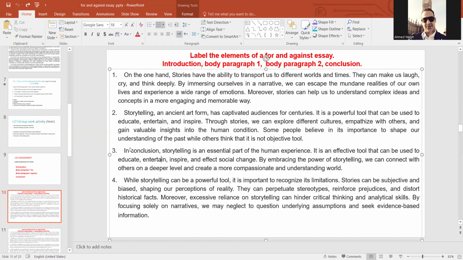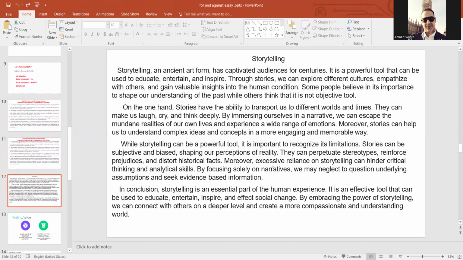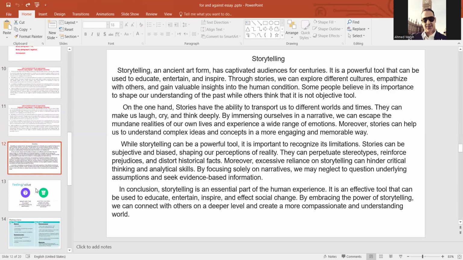Then the conclusion, you start with in conclusion, storytelling is an essential part of the human experience, an effective tool that can be used to educate and entertain, and so on. Okay, so this is very good. So this is the essay written in front of you here.